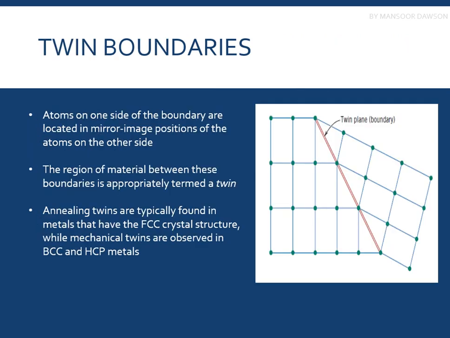Then we have twin boundaries. Atoms on one side of the boundary are located in the mirror image position of the atoms on the other side. So these are also kind of grain boundaries in which you can see that a twin plane is being formed. This is a twin plane in which you can see this is the mirror image of this plane. So both these planes are mirror images of each other.